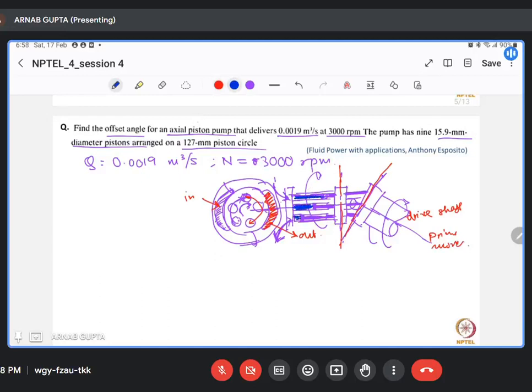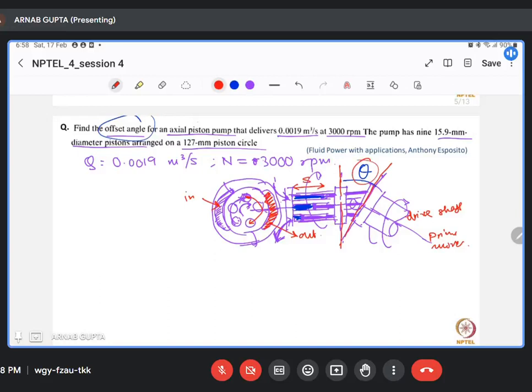So this is the angle theta, and it is one of the important parameters. This is basically called the offset angle, because theta determines how much stroke. Stroke is the length by which the piston is expanding or retracting. That particular stroke S is the maximum extension of the piston, and it is determined by this value theta.